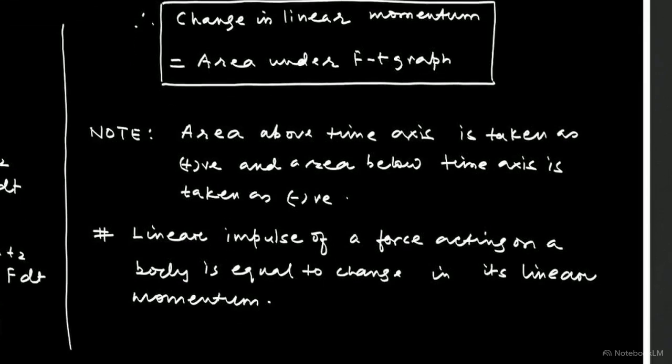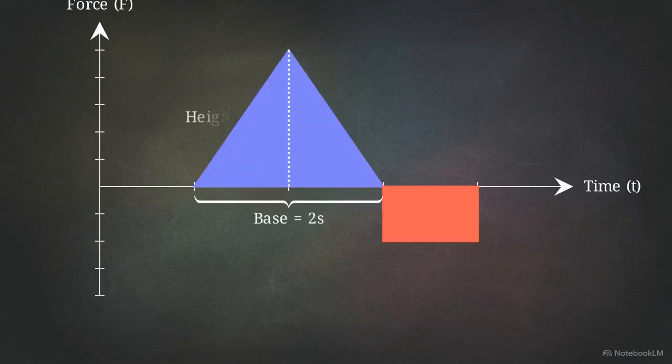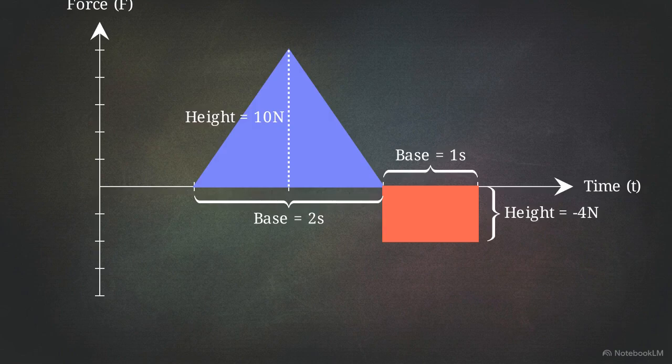Because force is a vector, the direction of the push or pull dictates whether you are adding momentum to the system or removing it. The strict rule for force-time graphs is straightforward. Any area above the time axis is positive, meaning it adds momentum. Any area below the time axis is negative, meaning it subtracts momentum. Let's test that logic. This force-time graph displays a positive triangular force and a negative square force. Pause the video here and calculate the total net linear impulse.